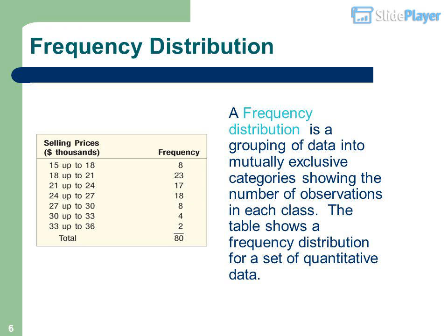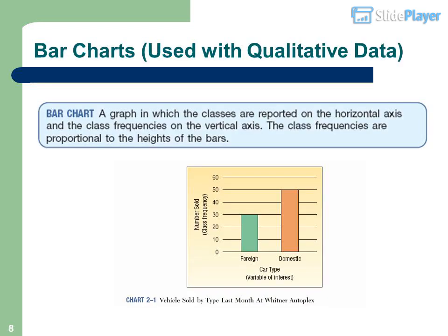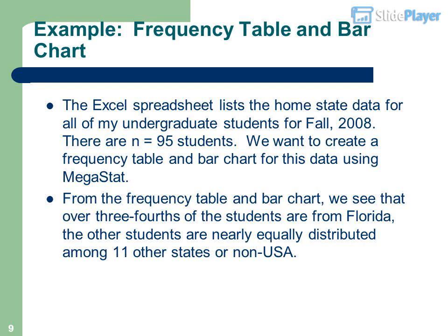Frequency distribution. A frequency distribution is a grouping of data into mutually exclusive categories showing the number of observations in each class. The table shows a frequency distribution for a set of quantitative data. Frequency table. Bar charts, used with qualitative data. Example, frequency table and bar chart.